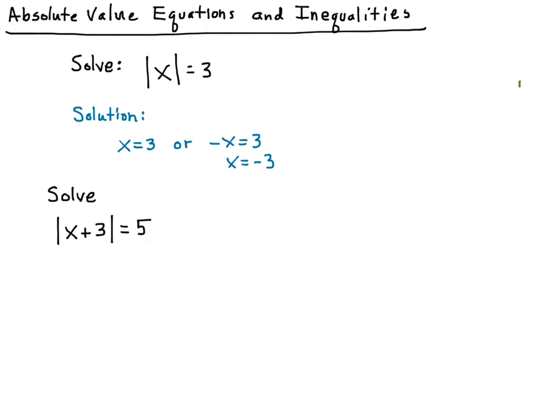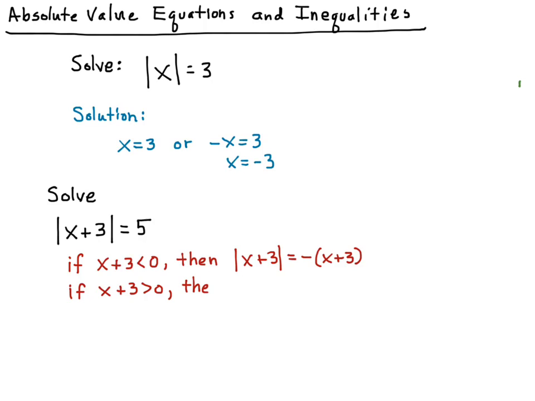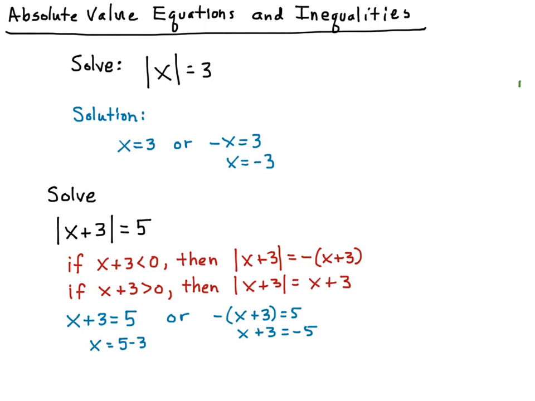Here's one that when we solve it: if what's inside here is less than 0, then this is going to be the negative version. If what's inside of here is positive, it's going to leave it unchanged. And so when we write our OR statement, we start with this, and then we can solve: x equals 2 or x equals negative 8. Now you can do this right here.